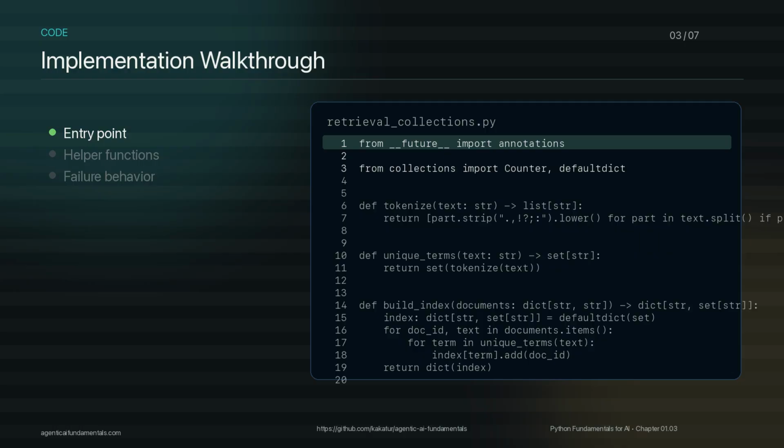Open the file retrieval_collections.py and find where raw documents become candidate records. Notice which collection is used at each step.